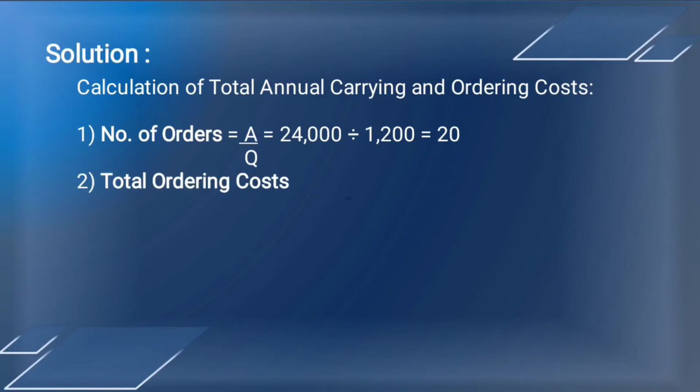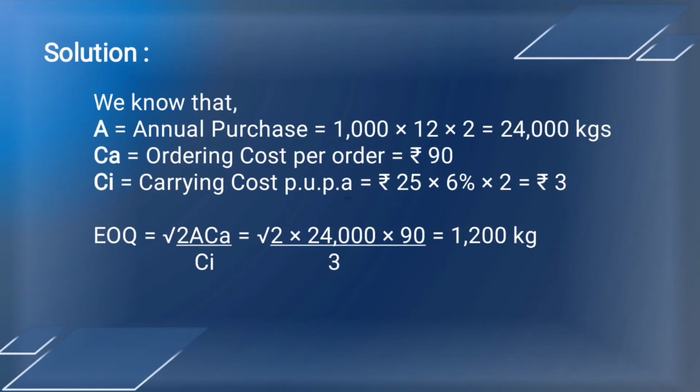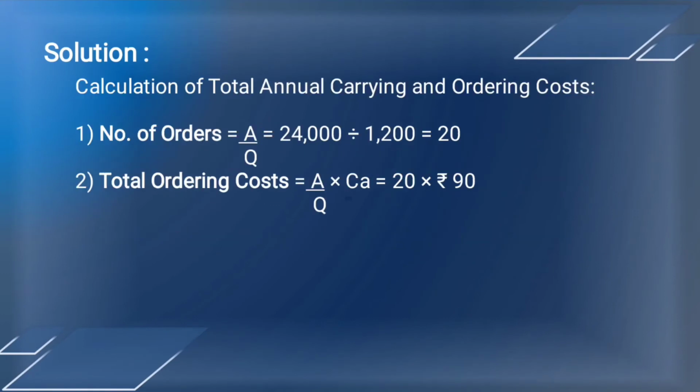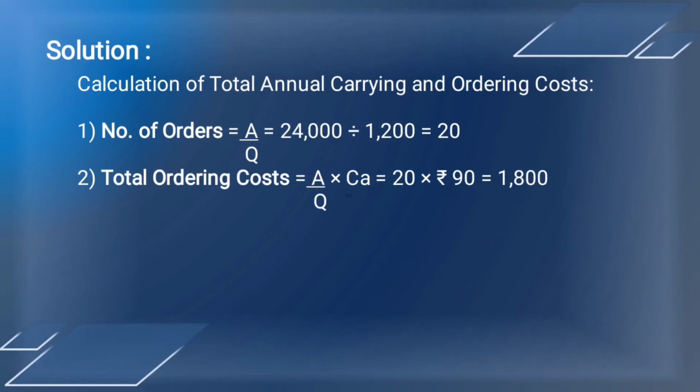Next we'll calculate total ordering cost, which will be equal to A upon Q into CA, which is annual purchase divided by quantity into ordering cost, which will be equal to A upon Q, that is number of orders, is calculated as 20. So CA amount is given as Rs 90. So we'll record it, which will be equal to 1800. So the total ordering cost is 1800.